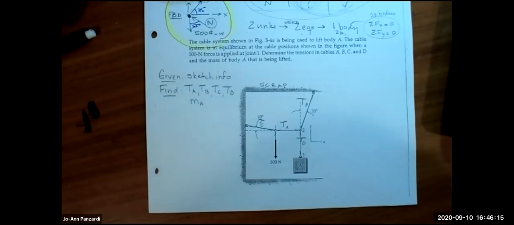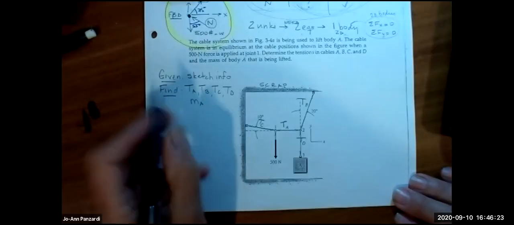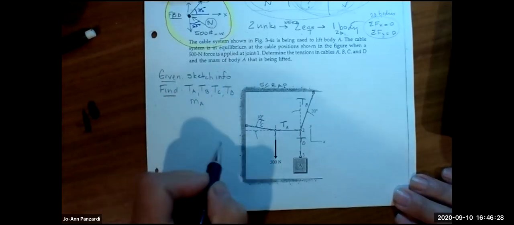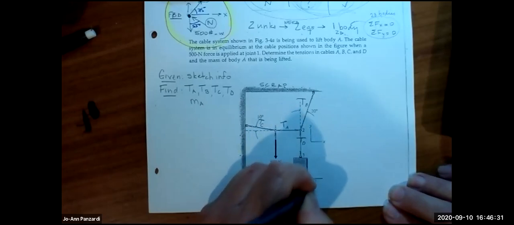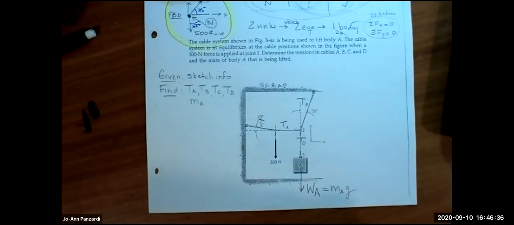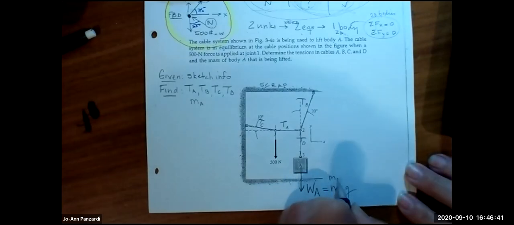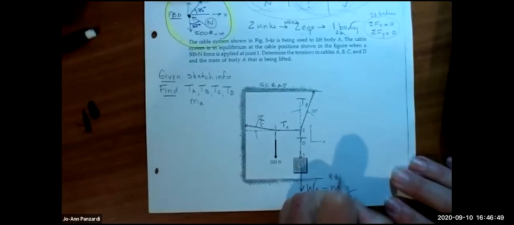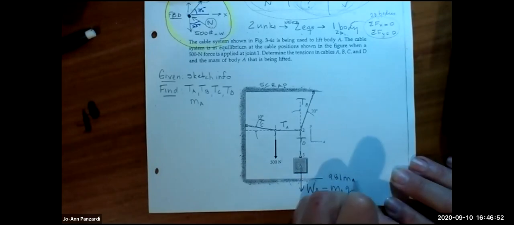So what's the force associated with mass? MG, right? What we're trying to find is the weight of A. They want to know what the mass is, but in the end we want to find the weight of A, and we know that it's equal to the mass of A times g. Are we using Newtons? So this would be 9.81 MA. Everybody good with that?